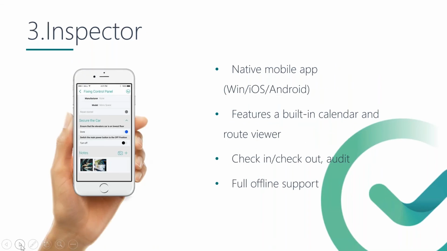Then the third one is the Inspector. So this is the application itself. Obviously it's a web and native mobile application for teams. This is where the inspector receives their work from their supervisors. And there are loads of different features built in, as I mentioned before, such as calendar and route viewer. We're going to take a look at this, so you're going to see what's possible to do there.